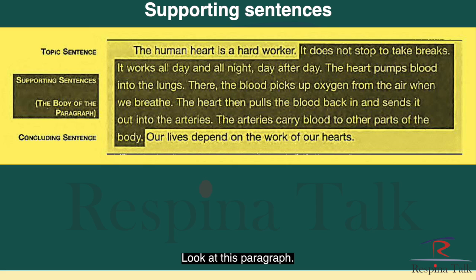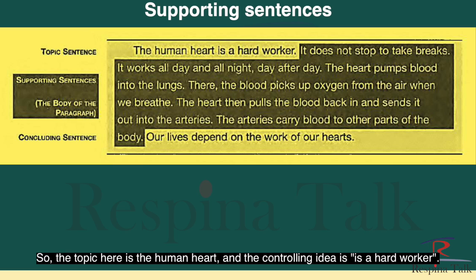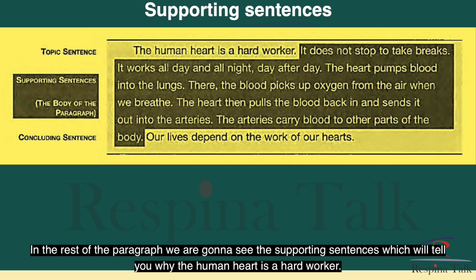Look at this paragraph. The topic sentence is, the human heart is a hard worker. So the topic here is the human heart, and the controlling idea is a hard worker. Now, in the rest of the paragraph, you're going to see the supporting sentences which will tell you why the human heart is a hard worker.